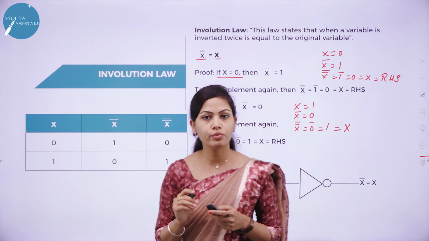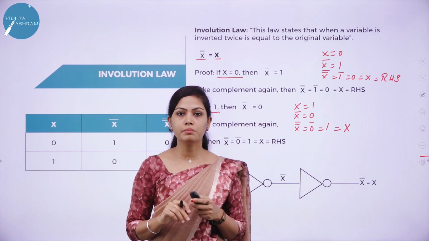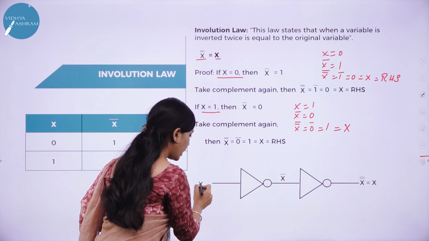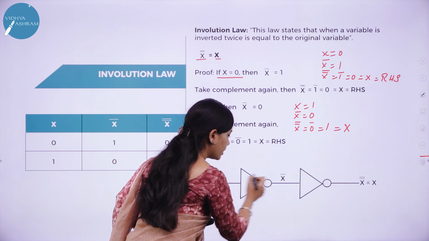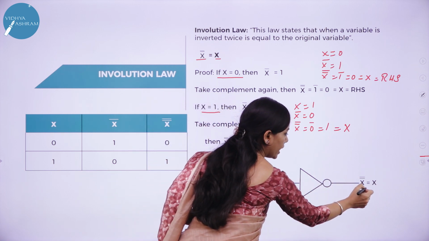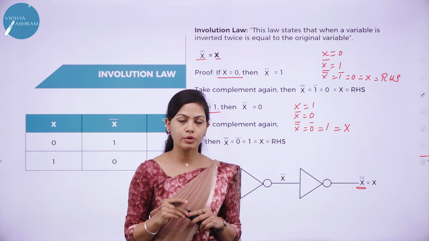This is called involution law. And the logical symbol for x double bar is equal to x is, so this is your x, and x complement is x bar, and x bar complement is x double bar. This is your logical symbol for x double bar is equal to x.